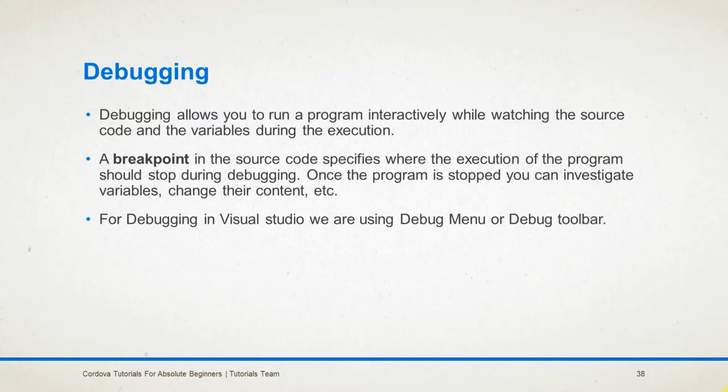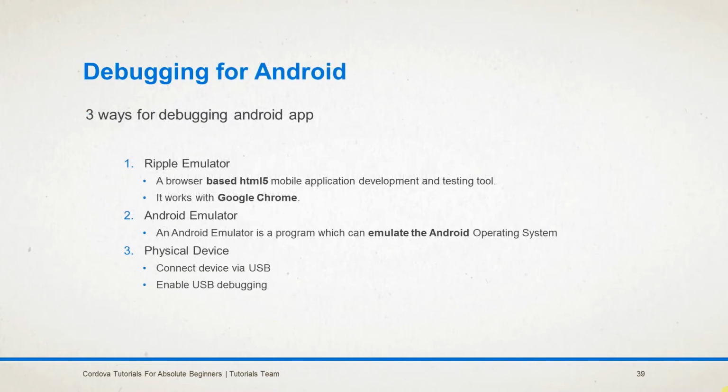For debugging, we need to use the debug menu or the debug toolbar in Visual Studio. For debugging in Android, there are three ways. The first is Ripple Emulator. It is an HTML5 browser-based mobile application testing tool which works with Google Chrome. Second is Android Emulator. It emulates the entire Android operating system.